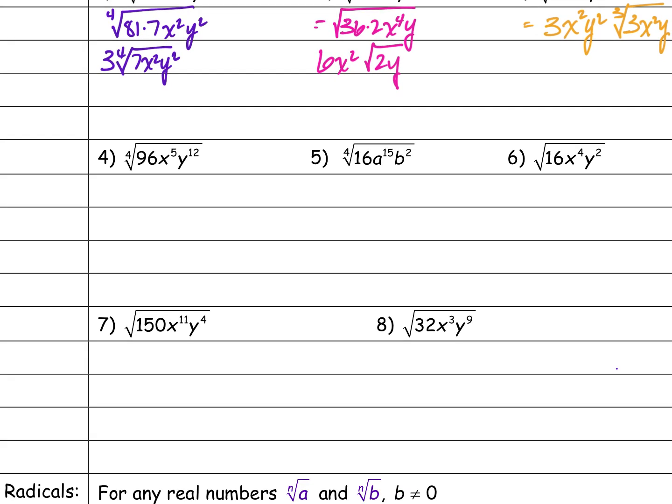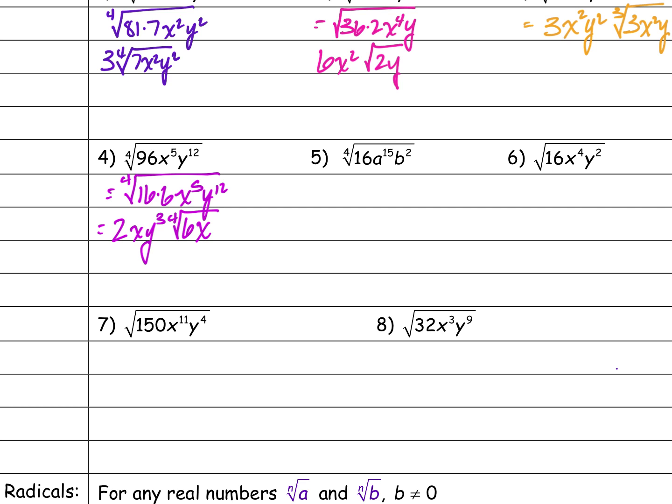And then number four, 96, right? Okay, so for this one, I got 16 times 6, x to the fifth, y to the 12th. So that means it's going to be 2x, y to the third, fourth root of 6x. Yeah, that's right.